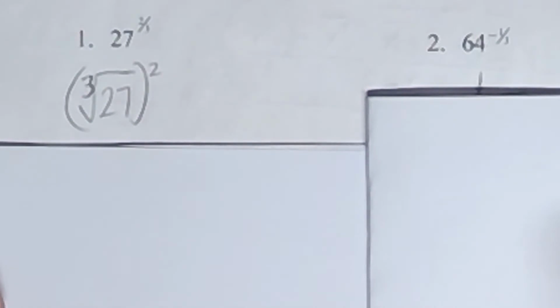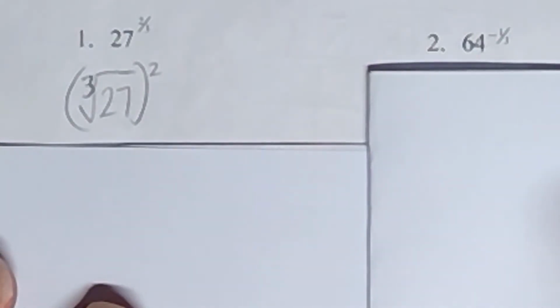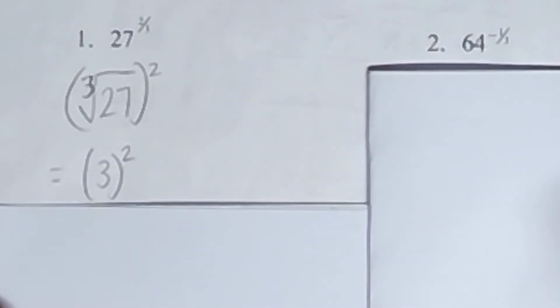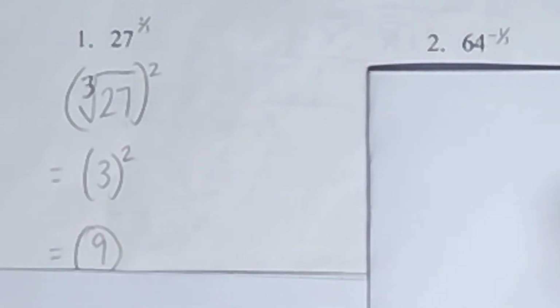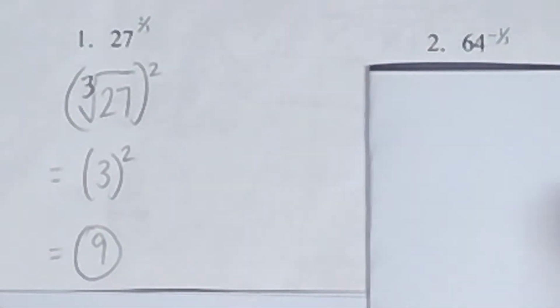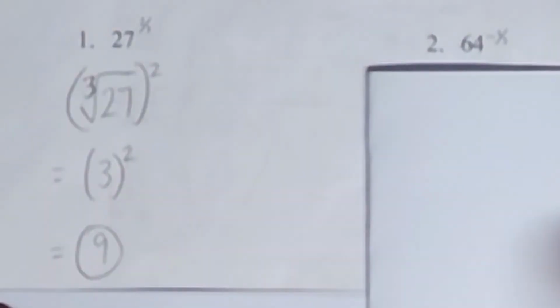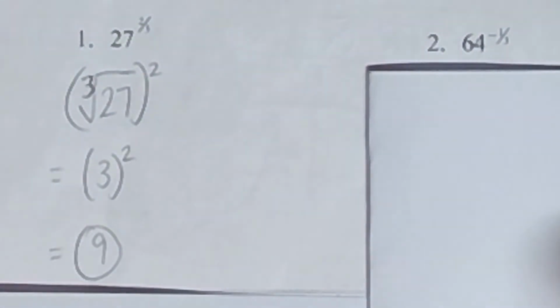Then once we set up the radical notation, which is required, we do order of operations to figure this out. Parentheses first, we get 3 squared because the cube root of 27 is 3. Final answer, 3 squared is 9. Okay, so that is number 1.